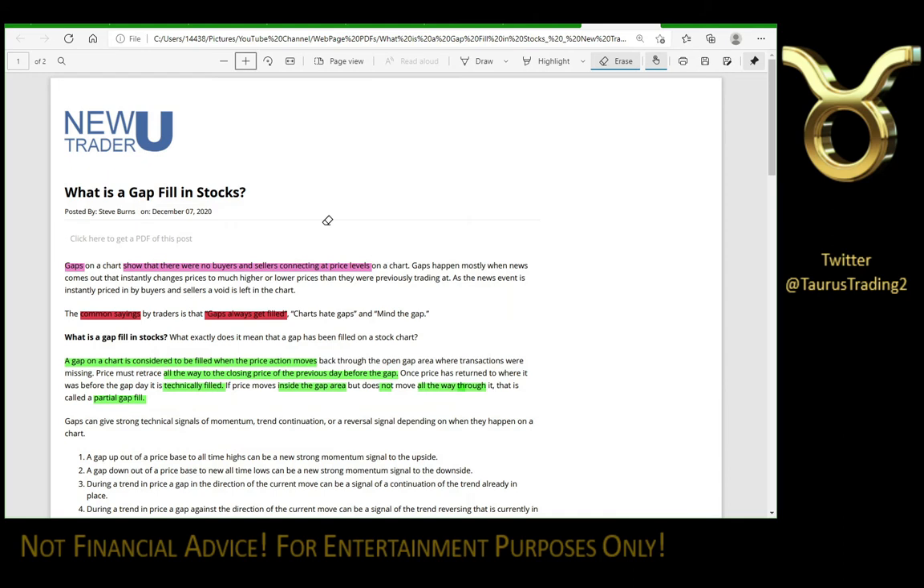So first and foremost, obviously the main question is going to be, what is a gap fill exactly? Gaps on the chart show that there were no buyers and sellers connecting at price levels. Gaps happen mostly when news comes out that instantly changes prices to much higher or lower prices than they were previously trading at. A lot of times this happens overnight.